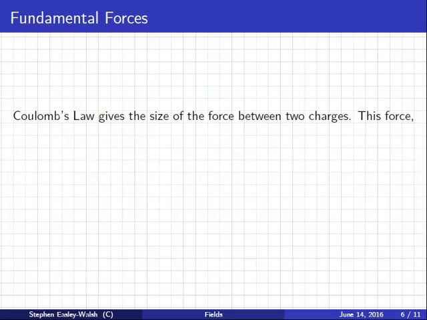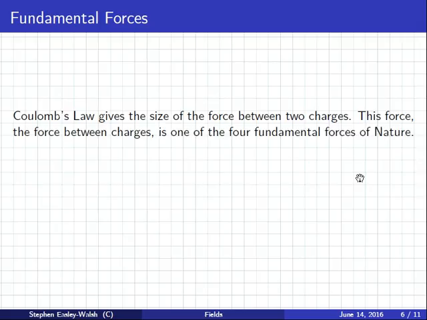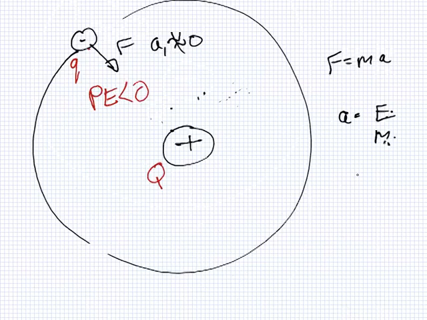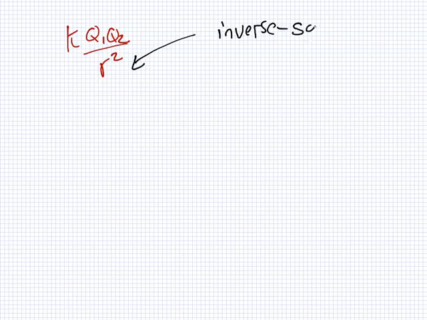So Coulomb's law gives the size of force between two charges. This force, the force between charges, is one of the four basic forces of nature, what we call the fundamental forces of nature. Coulomb's law is also an example of what's called an inverse square law in physics, and these are surprisingly common. An inverse square law is one that has a square in the bottom. So Coulomb's law was k Q1 Q2 over r squared. This is called an inverse square law.